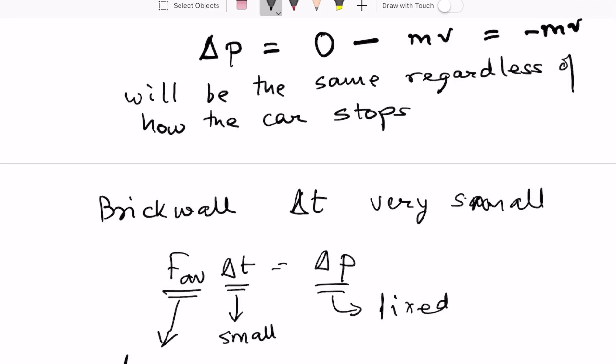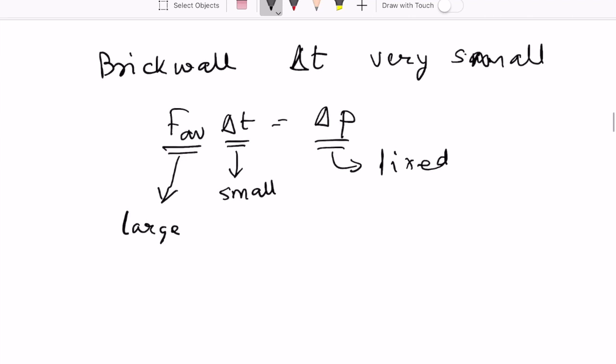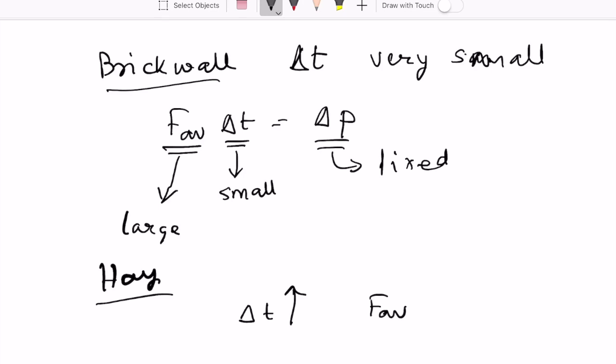And so if the car comes to an abrupt stop, then the average force felt by the car is going to be tremendously large, right? And so that's going to cause a lot of damage to the car and to anybody inside the car. However, if delta t is large, right? So that's for the brick wall, and for the hay, delta t is going to be large, right? Because the car will take a longer time to stop. And so F average will be less because their product is fixed.